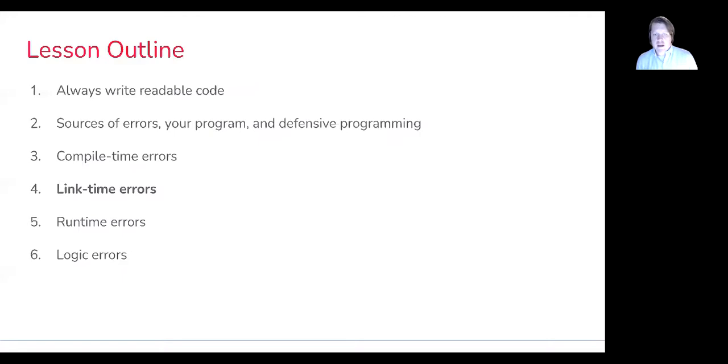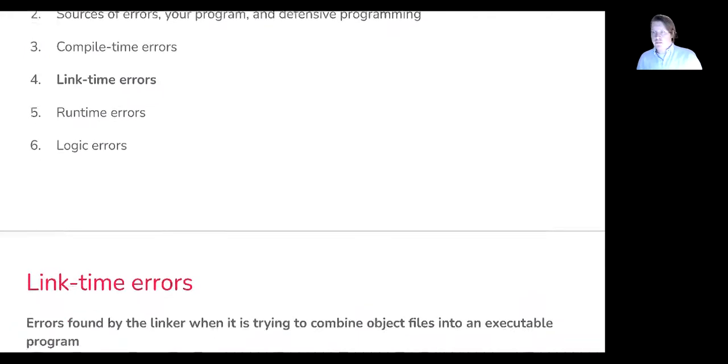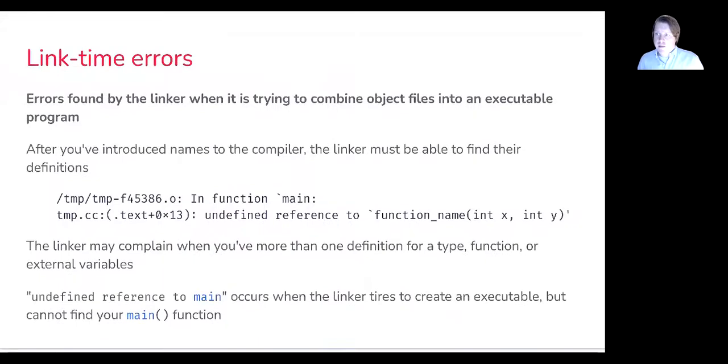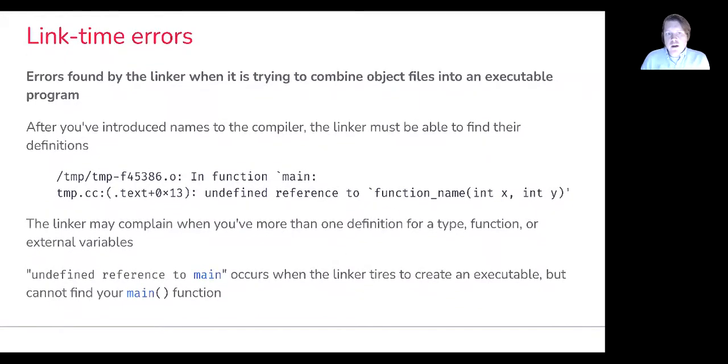So we just completed our discussion on compile time errors, and now we're moving into the link time errors that can present. This will be a little bit shorter than those that we talked about at compile time. So link time errors are, as their name implies, errors found by the linker when it is trying to combine object files into an executable program.